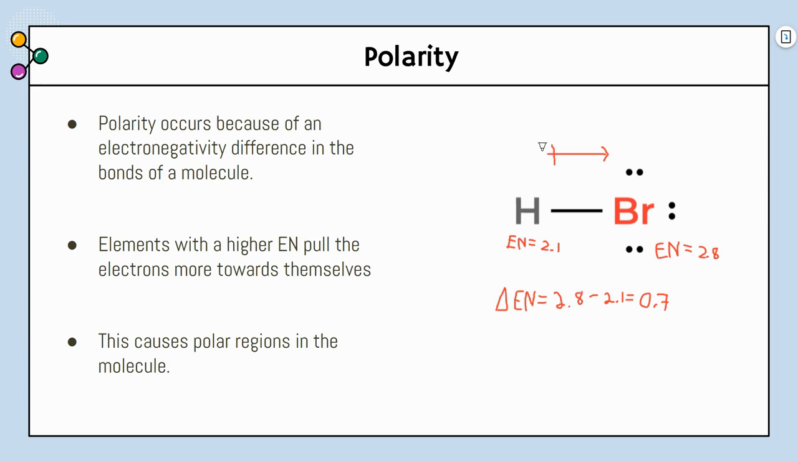We can see that this positive region is going to be near the hydrogen because the electrons have sort of left it a little bit. And the electrons have sort of gone towards bromine, which gives it a partially negative charge. And we can actually represent that using this delta notation. We say delta negative to say the bromine is partially negative, and delta positive to say that the hydrogen is partially positive, because the electrons sort of left the hydrogen and sort of went to the bromine.